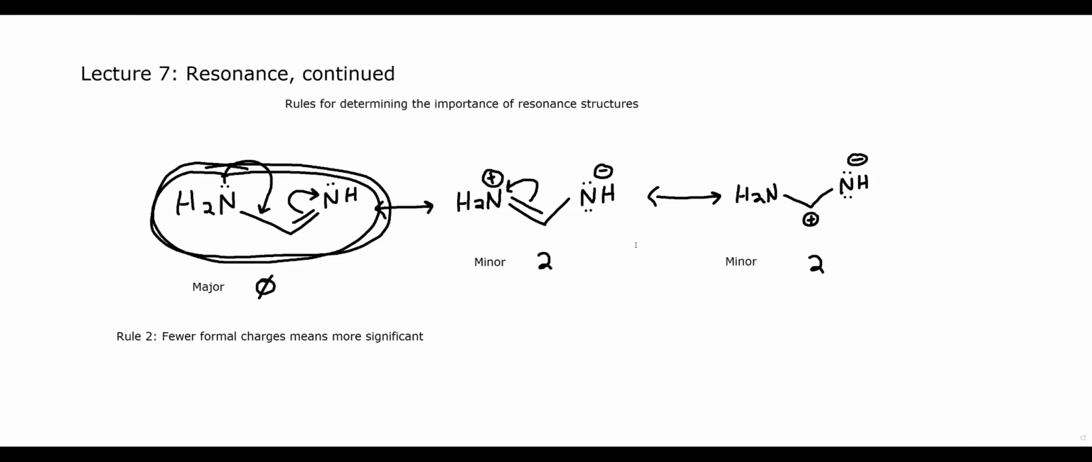Now we could also look at these two minor contributors. Based on rule number 1, we could see that this structure over here has a carbocation that I circled. That carbon is electron deficient, so this is actually even more minor, right? If we combined rule 1 and 2. But once we go through all the rules, then we'll look at some examples where we combine all the rules and create a hierarchy for multiple structures. Okay, so rule number 2, the fewer formal charges, the better. Okay, pretty straightforward.